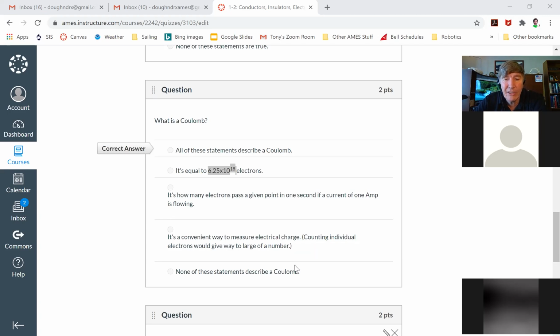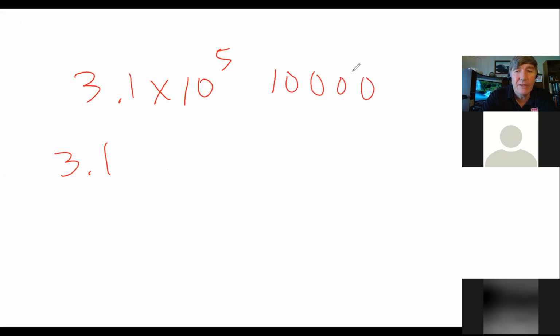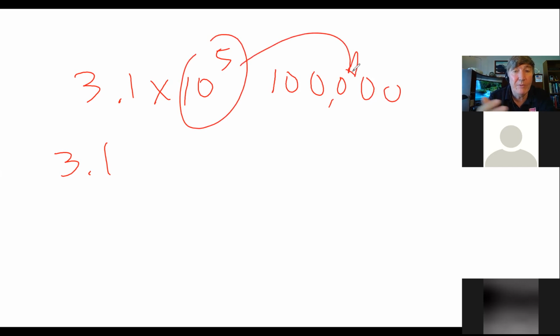All right, so let me just really briefly talk about scientific notation. If I've got some number that's 3.1 times 10 to the fifth, what that means is I take that 3.1, and 10 to the fifth is a 1 with 5 zeros. So what I'm doing is taking this 3.1 and multiplying it by 100,000.